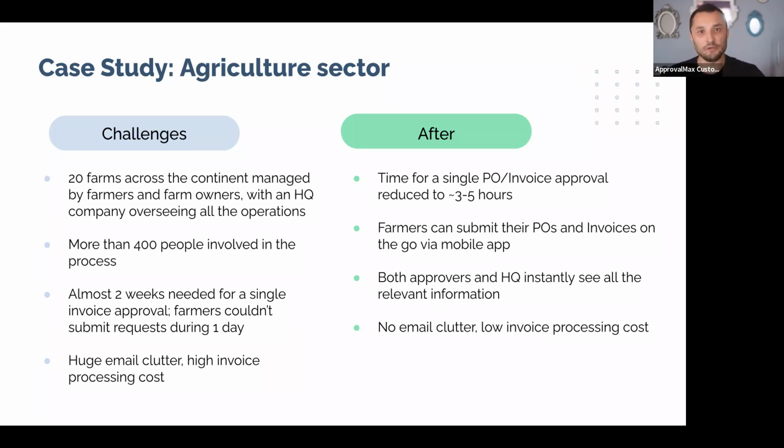And if we're talking about the cost of approving a single invoice, we calculated that before they implemented ApprovalMax, it cost them $25 to process a single invoice, including all of that manual labor, all of the storage, printing, sending, and just overall time that they were wasting on approving a single invoice. Then, once they implemented it, the price dropped down to $1.3 per invoice.